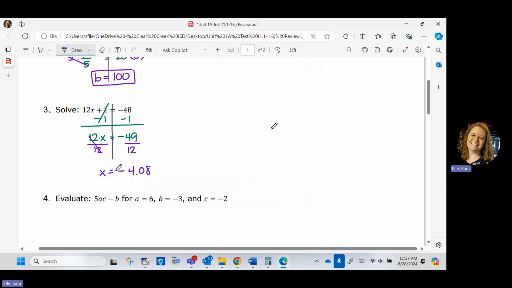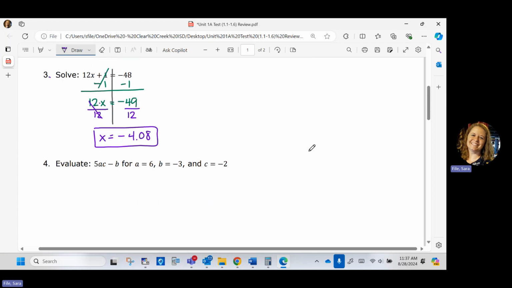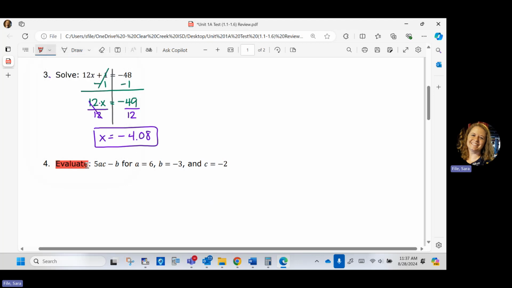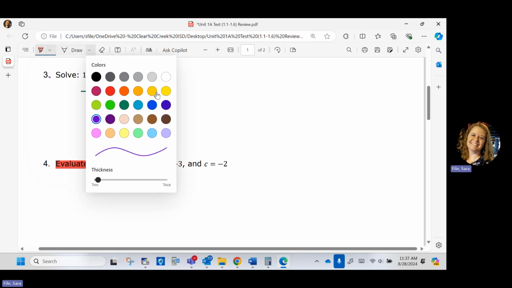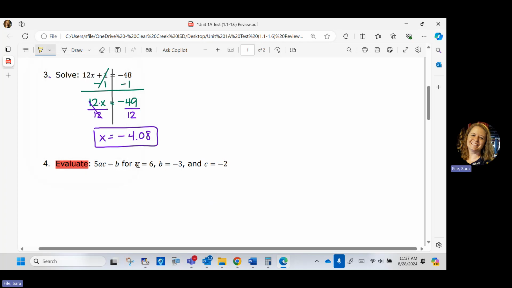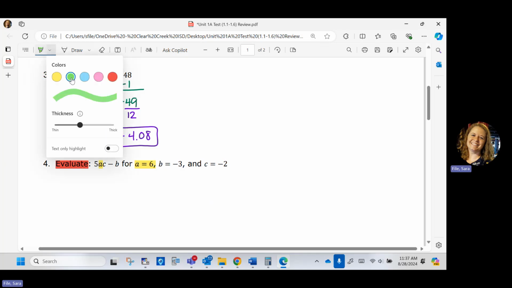You can, but I'm rounding that answer. All right, let's see. Evaluate. So evaluate, when you see that term, evaluate means that you are plugging numbers in. Okay, so I'm going to take these values. They're telling me A is 6. So when I see that A, I'm going to replace it with a 6.